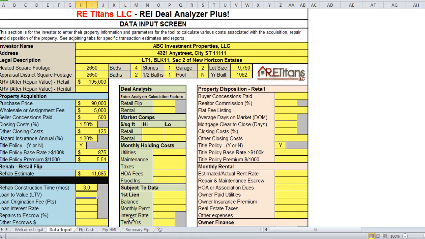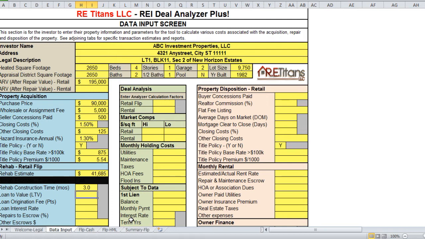I'm now going to enter our loan information: loan to value, loan origination points, interest rate, repairs to escrow, and any other escrows. The data for our example are based on standard terms provided by our partner, Jet Lending LLC, who finance many of the deals we do here in Houston, but you will want to use the information provided by your lender for your evaluation.